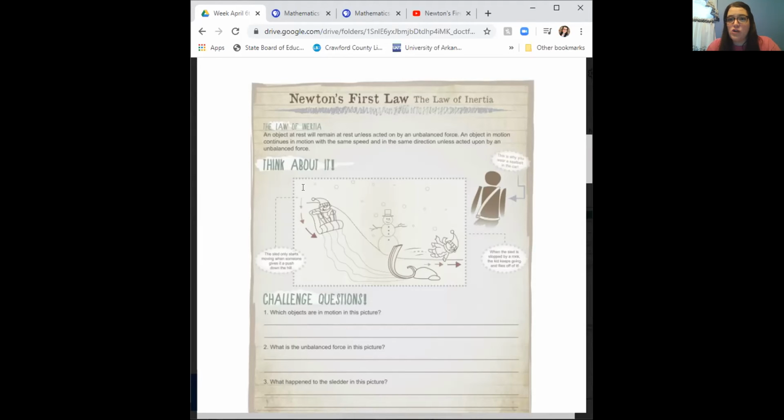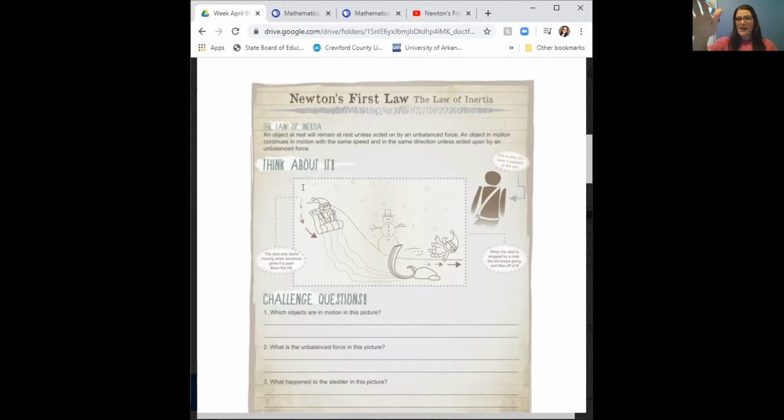An object in motion continues in motion with the same speed and in the same direction unless acted upon by an unbalanced force. So think of that toy car. The toy car is just sitting there at rest. It's not moving or anything until the unbalanced force of your hand pushes the car. Then once your hand pushes the car, it's going to keep rolling, and it's pretty much going to roll in a straight line. And then imagine that it hits the wall.